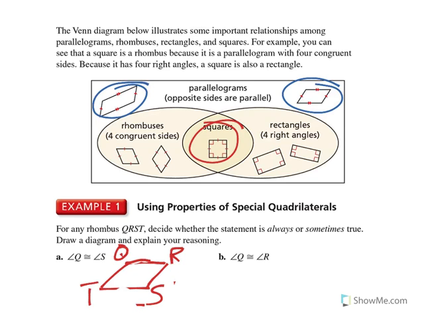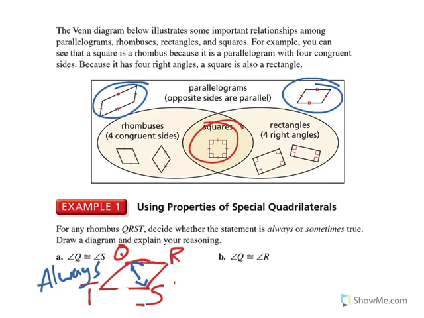So it tells me that angle Q is going to be congruent with angle S. So think about it. Would that always be true or would it sometimes be true? Well, think about, we're talking about a parallelogram. A rhombus is a parallelogram. And in parallelograms, Q and S are opposite of each other, and opposite angles are always congruent. So this one would be always.